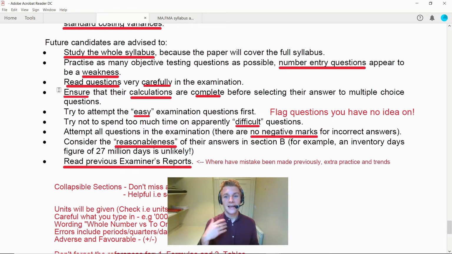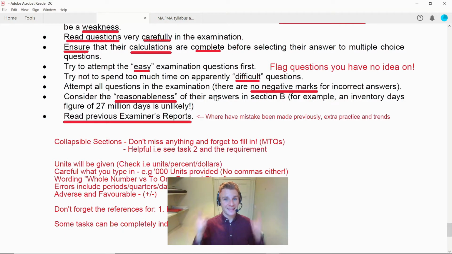Number entry questions appear to be a weakness. So again, just get that jotted down. Number entry questions. That means people are putting the numbers in the wrong format, wrong decimal places, potentially with commas as well. These are continuous areas where people make mistakes, and especially under the exam pressure. Read questions carefully, as we mentioned at the start of the video itself, because it's a 2-hour examination. You're going through with a mouse and clicker.